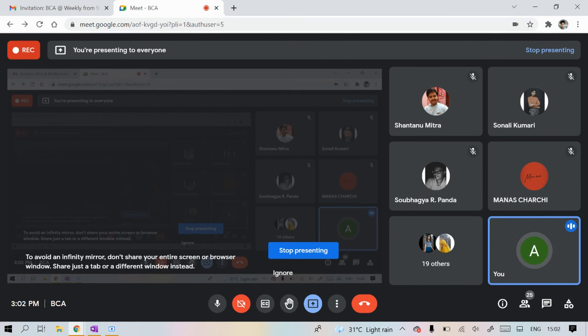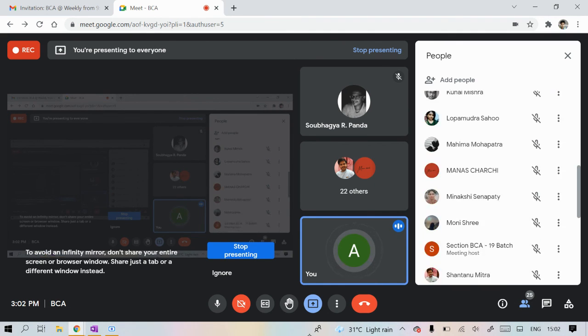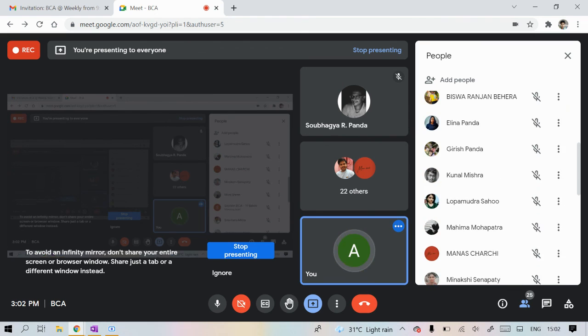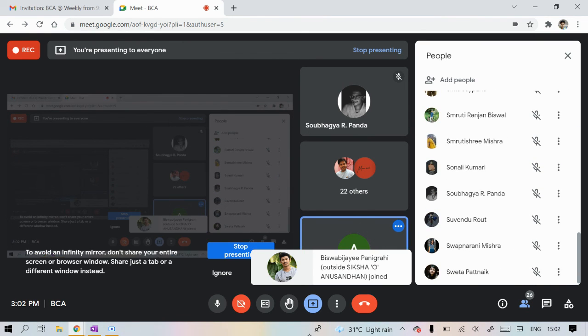Oh, attendance. I don't have the attendance sheet, so I think okay. I have taken the screenshot, so I can see the student participant list here. So that will be the attendance. Okay, so no problem. Yeah, so I have the attendance list. Since I have the list of the students, I am recording this.